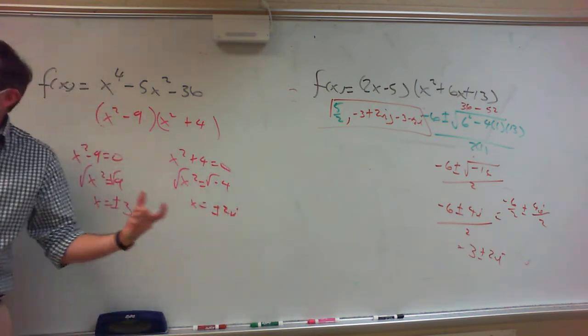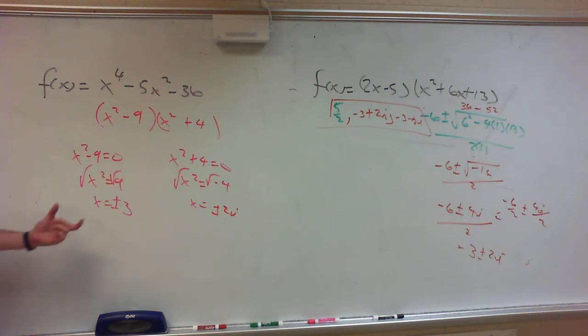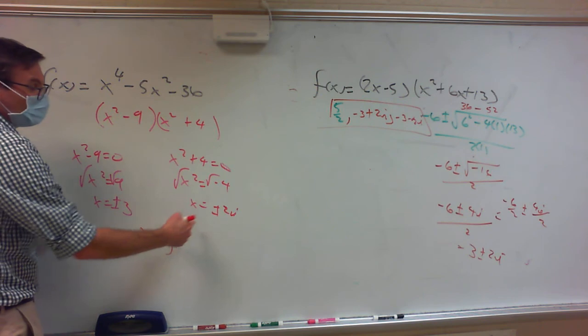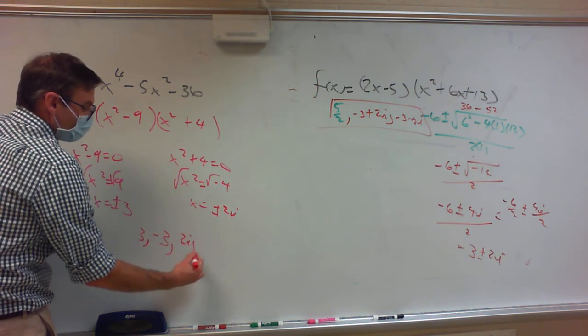And there's our 4 answers, our 4 zeros. We have one zero at 3, one at negative 3, one at 2i, and one at negative 2i.